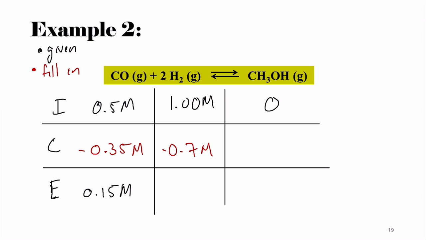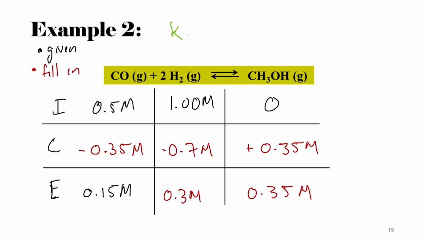0.35, right? Because for every 1 molecule of carbon monoxide that we lost, we made 1 molecule of methanol. Right, so what's the sign on that going to be? Positive, right? We're going to be plus 0.35 molar of methanol. So now we just add these two lines together, and that gives us our equilibrium values. So this will be 0.3 molar of H2, and then 0.35 molar of methanol.